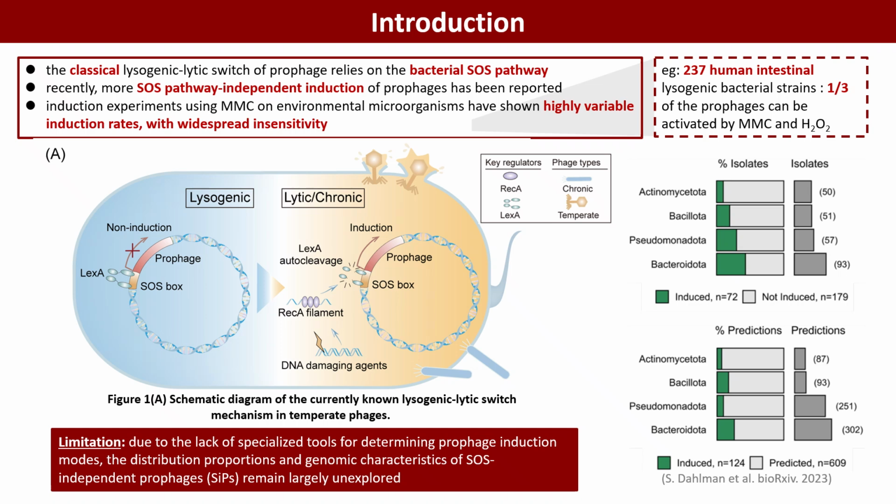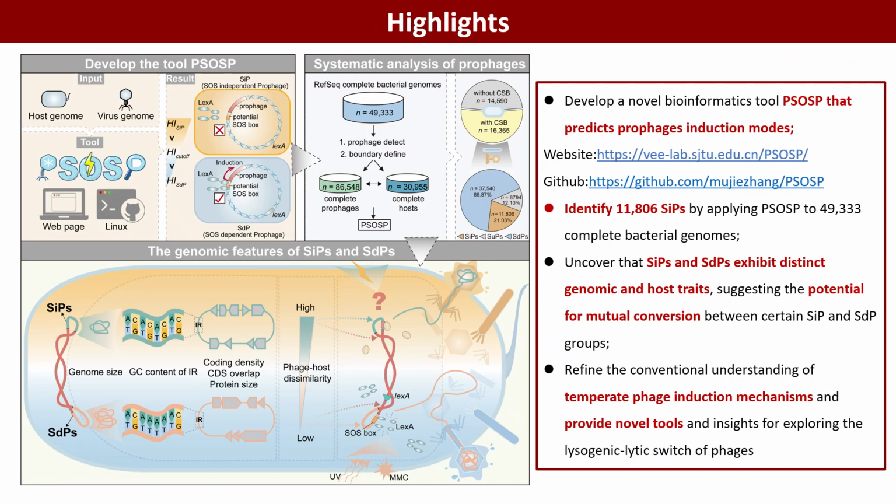traits of temperate phages. In this study, we develop a novel bioinformatics tool, SOSP, that predicts prophage induction modes, identify 11,806 SdPs by applying SOSP to 49,333 complete bacterial genomes, uncover that SdPs and SiPs exhibit distinct genomic and host traits, refine the conventional understanding of temperate phage induction mechanisms, and provide novel tools and insights for exploring the lysogenic-lytic switch of phages.